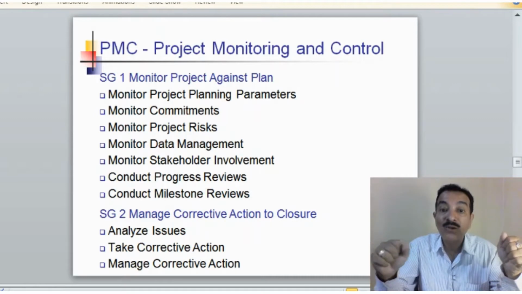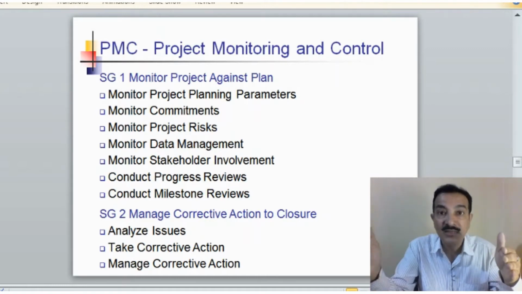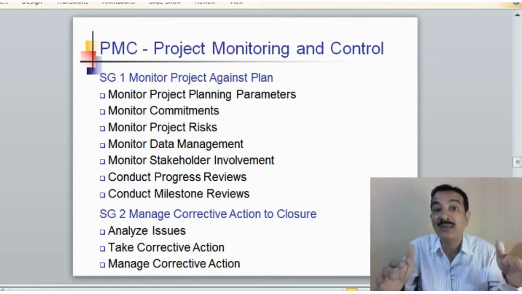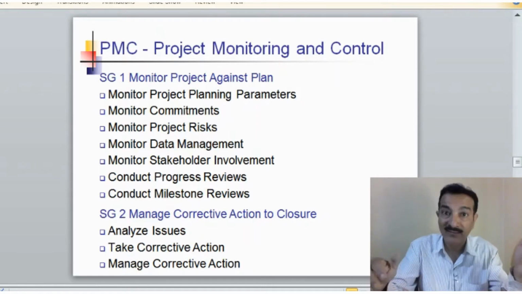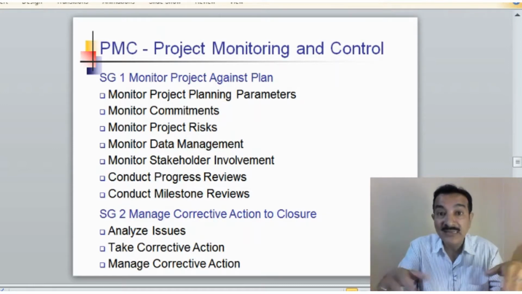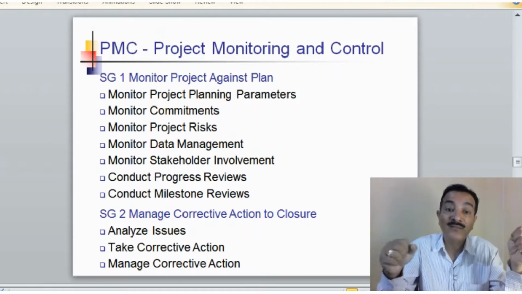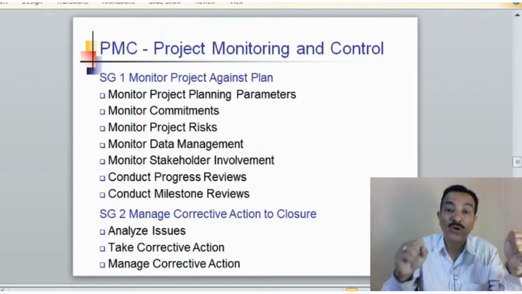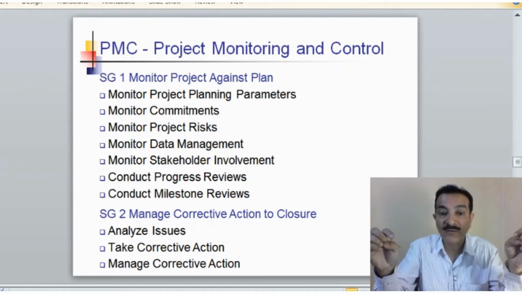You will monitor the stakeholders' involvement, whether the project manager has communicated with the relevant stakeholders, with the higher level management periodically as planned. Whether the progress review meetings have been conducted, whether the milestone reviews have been conducted. So these are the things you would monitor in the project monitoring and control.